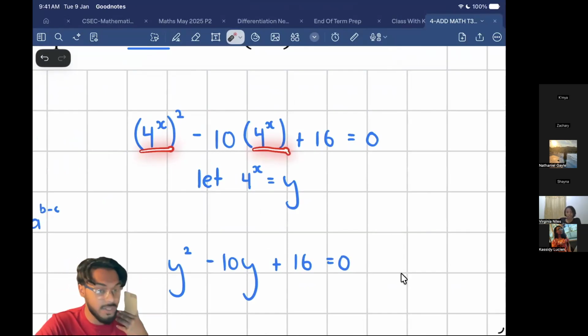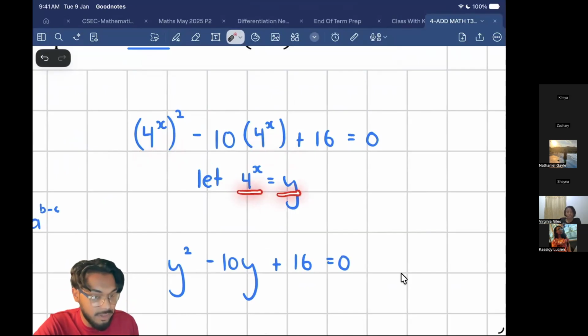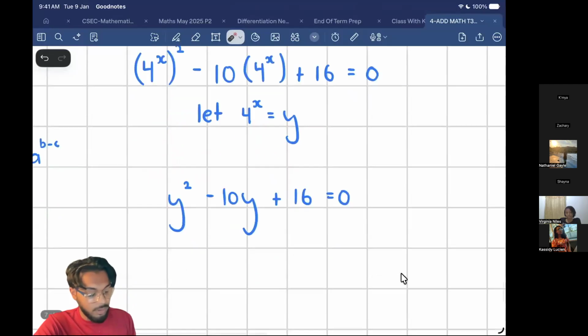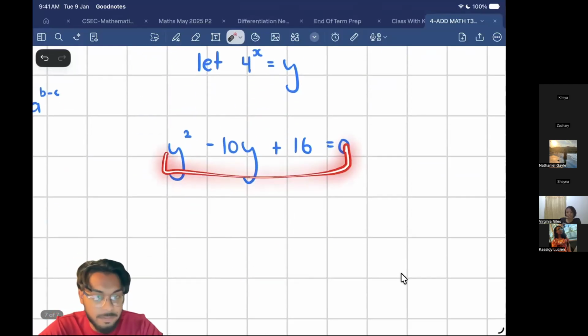So you know what we could do? We could do a substitution. So instead of writing 4 to the x, I could just write y. Any letter really. And so instead of writing 4 to the x, I wrote y squared. Instead of writing minus 10 by 4 to the x, I wrote minus 10y. Cool. What does this look like, Shina?